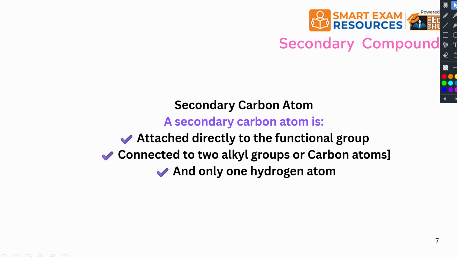A secondary carbon atom is attached directly to the functional group, connected to two alkyl groups or carbon atoms, and only one hydrogen atom. Well, now let's move ahead.